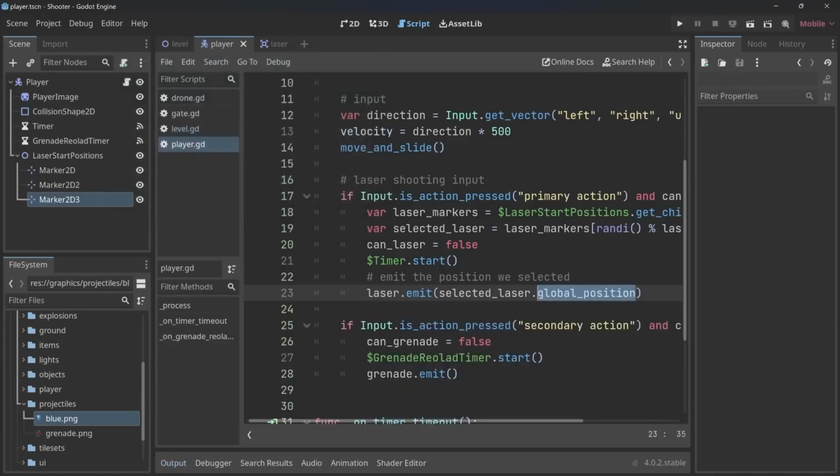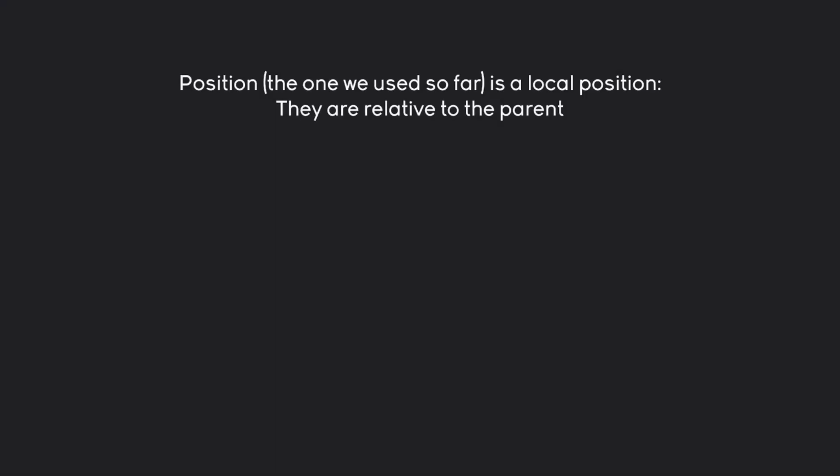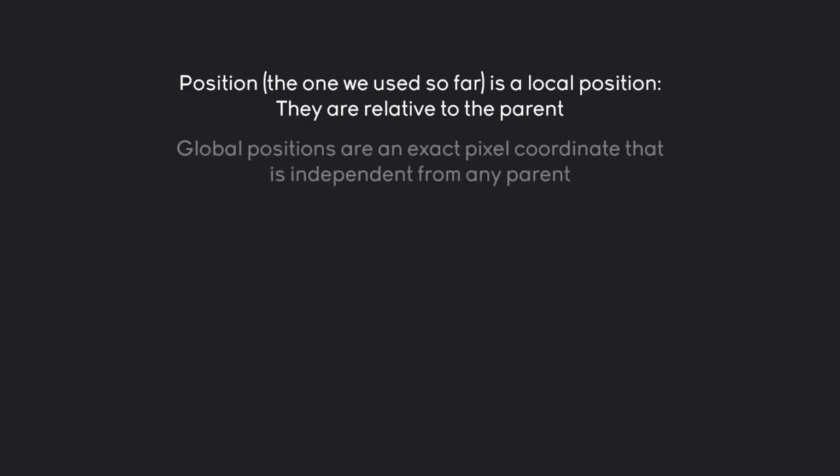Which begs the question, what is a global position and how does that differ from a normal position? Let's talk about it. So far, we always used a local position, and this position is always relative to a parent. We are basically measuring how far off we are from the center of the parent. A global position, however, is an exact pixel coordinate that is independent from any parent.